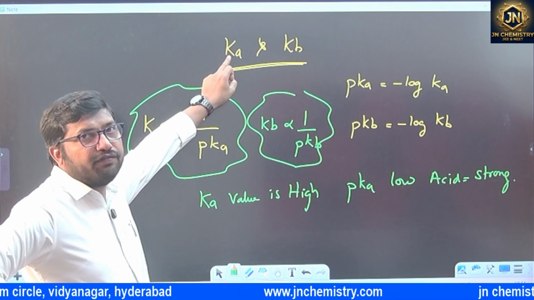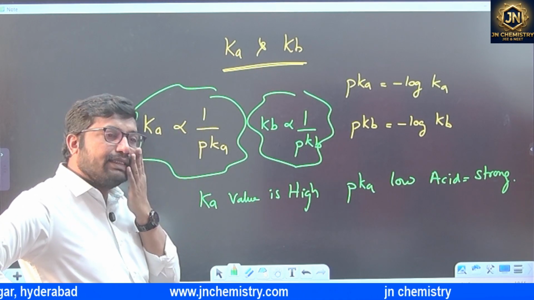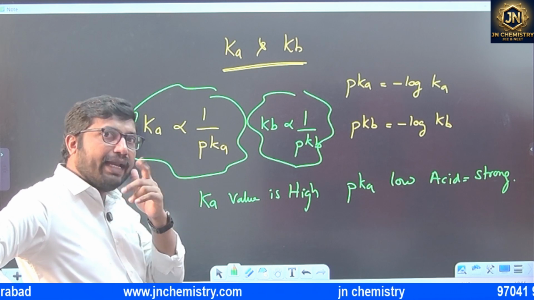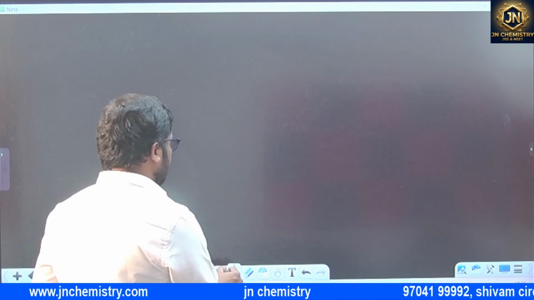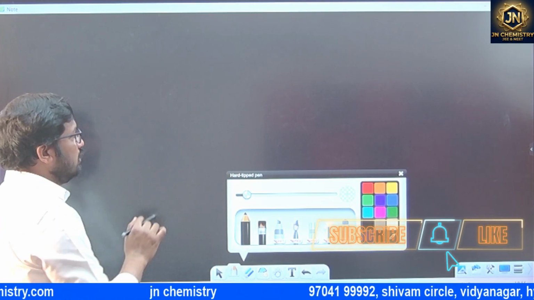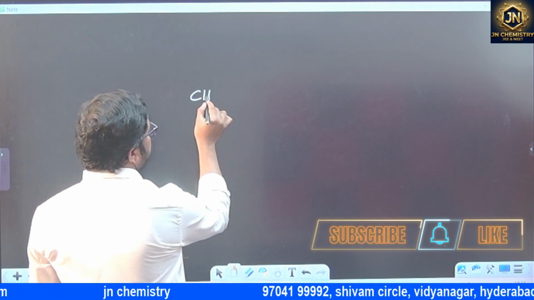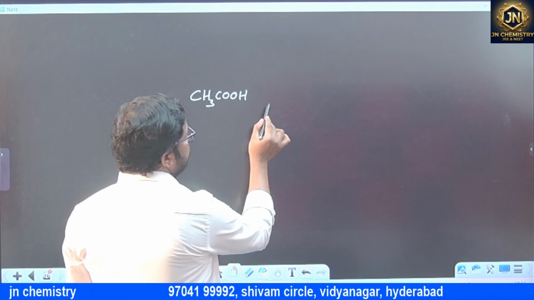Now we'll discuss what exactly is the relationship between Ka and Kb. Ka is defined for acids. Kb is defined for bases as well as anions. We'll discuss that. For example, this is important: CH3COOH. This is an acid.